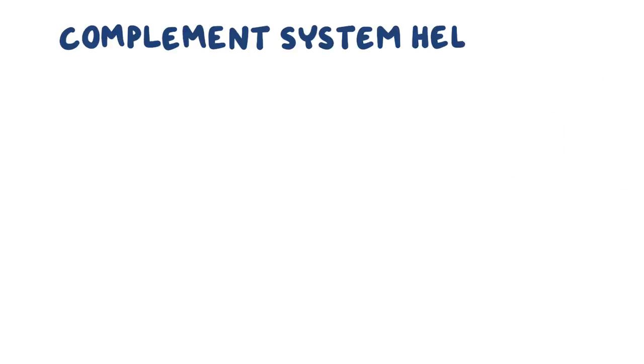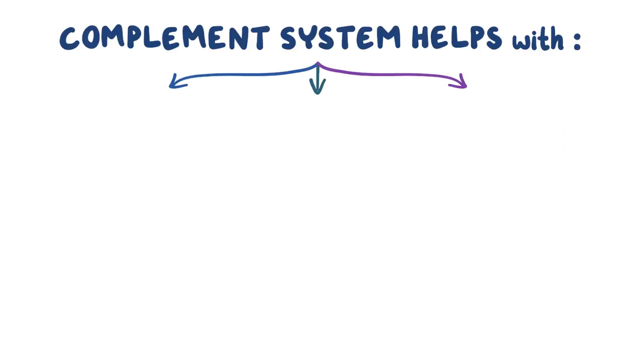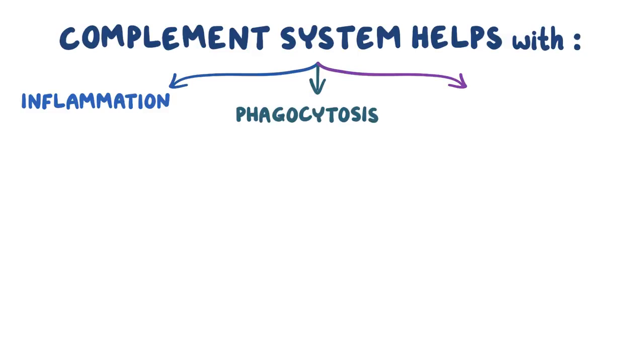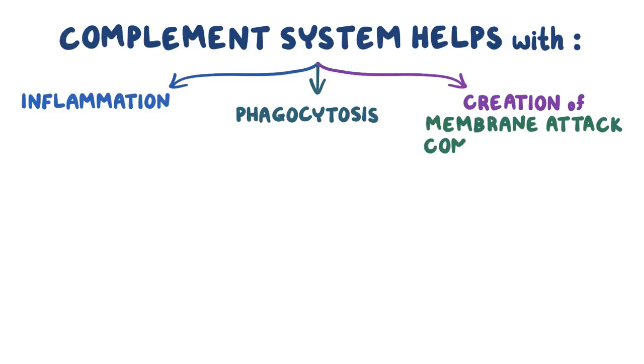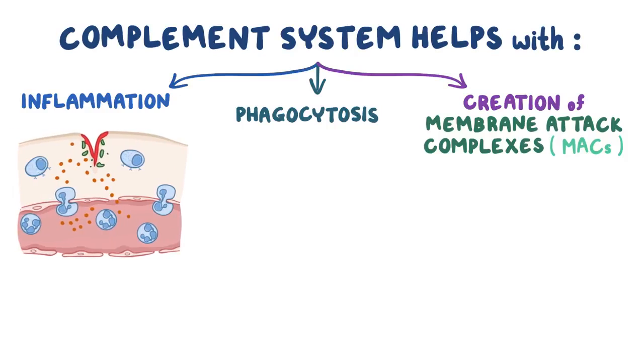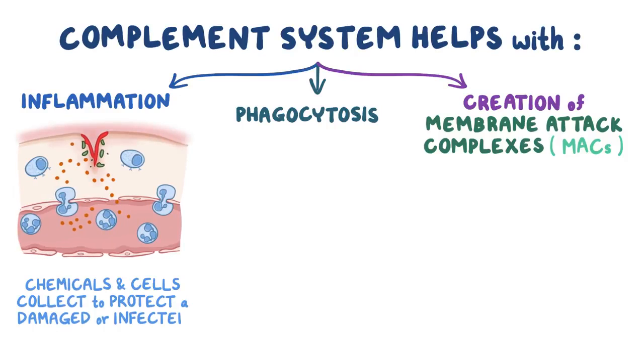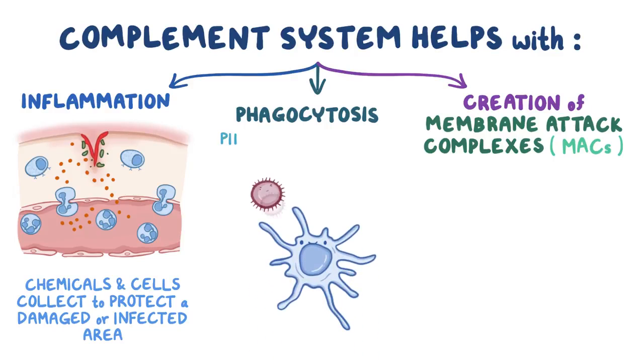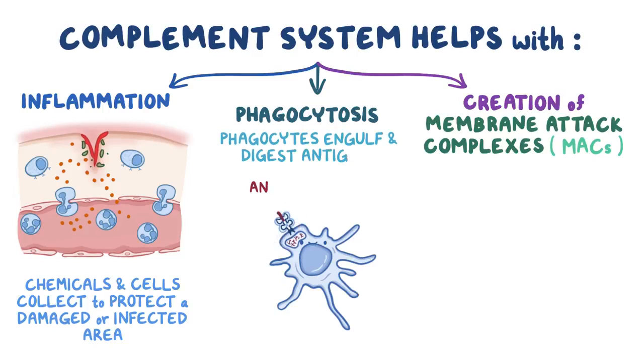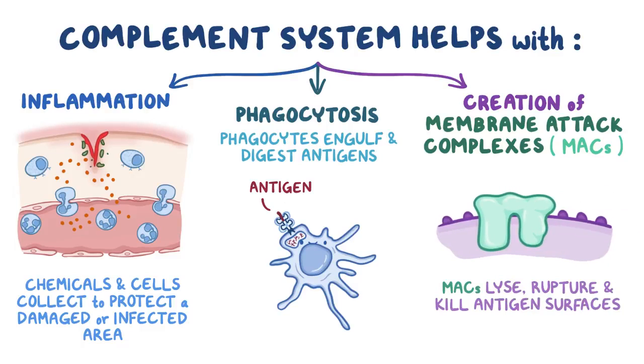The complement system helps with three important immune processes: inflammation, phagocytosis, and the creation of membrane attack complexes, or MACs. Inflammation is when chemicals in cells collect to protect a damaged or infected area. Phagocytosis is when certain white blood cells called phagocytes engulf and digest antigens. And membrane attack complexes are structures which dig into antigen surfaces and lyse them, or rupture and kill them.